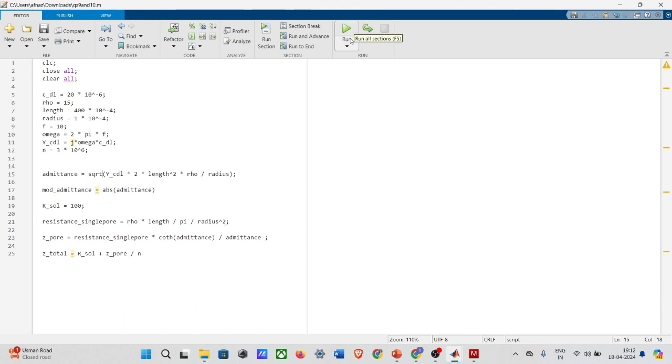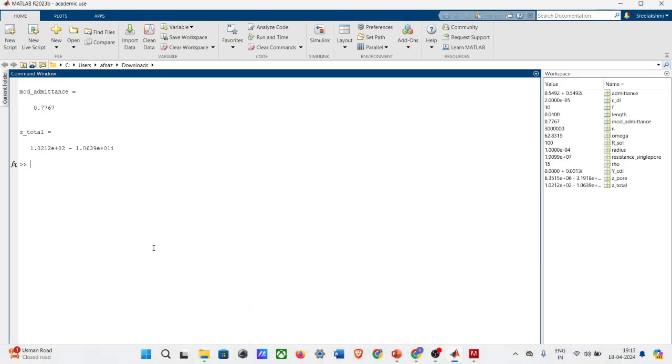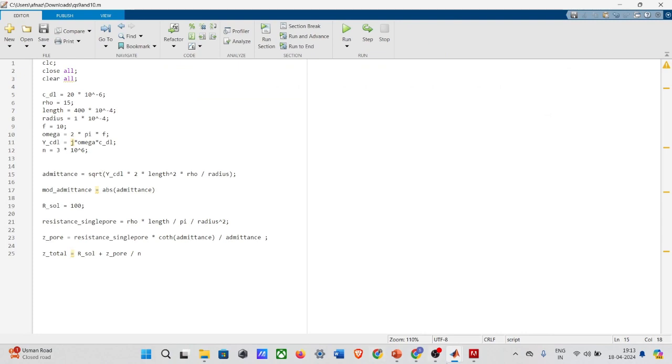This is difficult to do by hand because it consumes a lot of time, so that's why I did it in this. So the mod admittance I'm getting is 0.77, and for Z total, the real part is 102.12 and the imaginary part is minus 10.6. Okay, so that is the first part of my question.